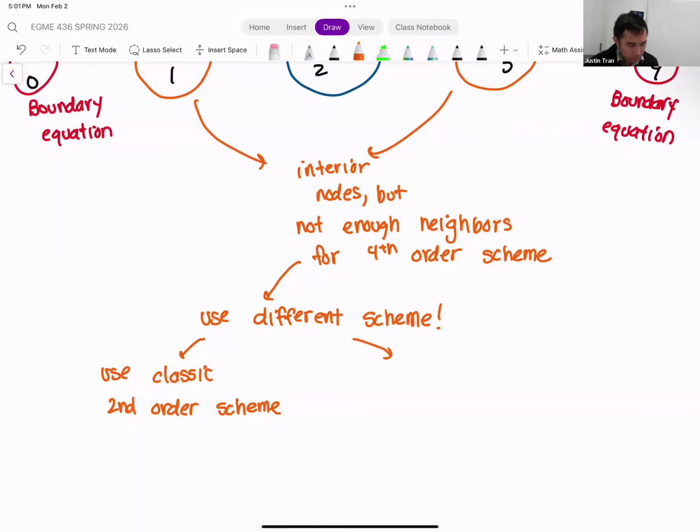Another option, which unfortunately adds even more work, is to use what's called a shifted scheme. That way you can still maintain your same order of accuracy for all of your interior nodes, and still have the neighbors that you need to do the calculation. Now, what do I mean by shifted fourth order scheme?